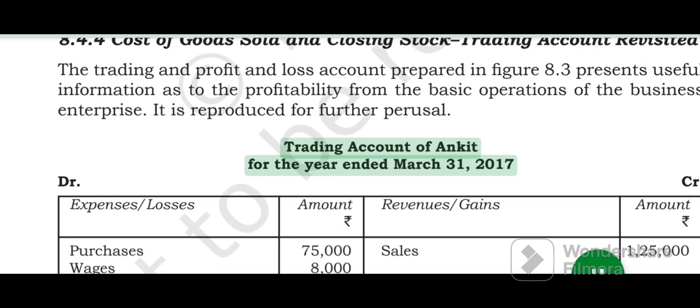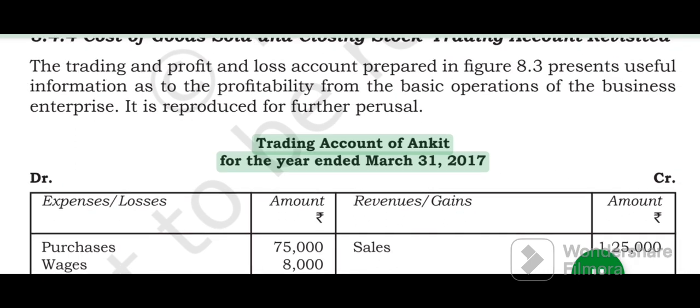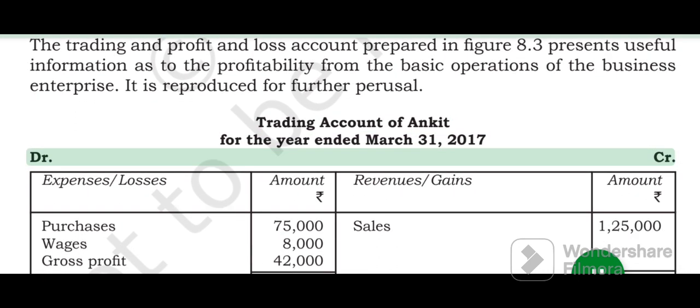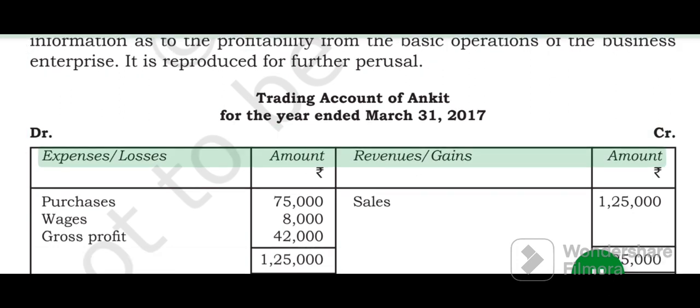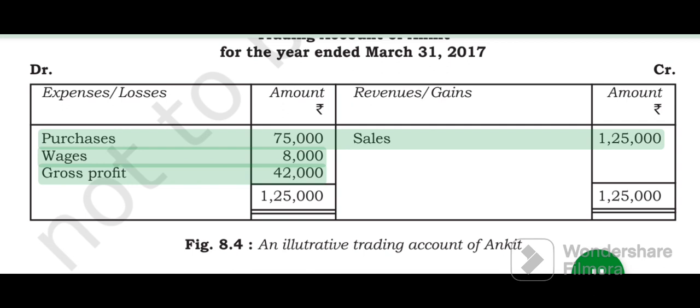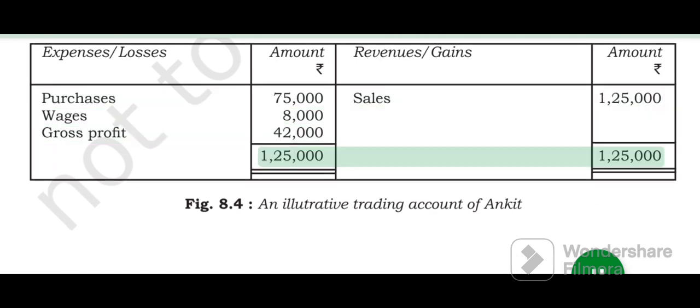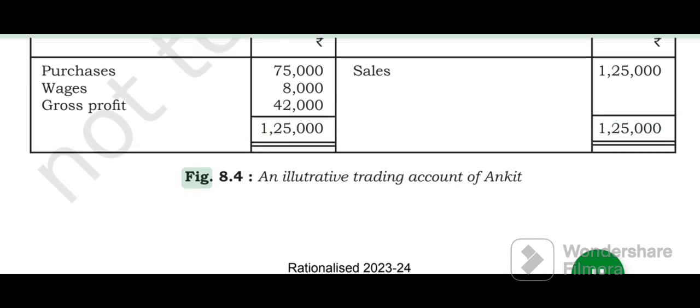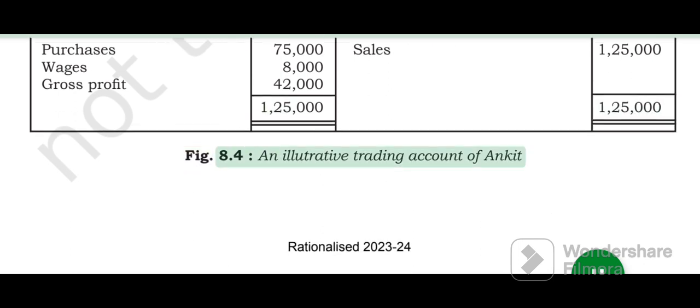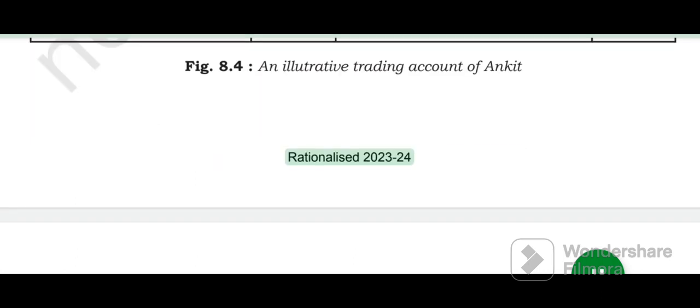Trading account of Ankit for the year ended March 31, 2017. Dr. Cr. Expenses, losses, amount; revenues, gains, amount. Purchases 75,000, sales 125,000, wages 8,000, gross profit 42,000. Total 125,000 each side. Fig. 8.4. An illustrative trading account of Ankit.